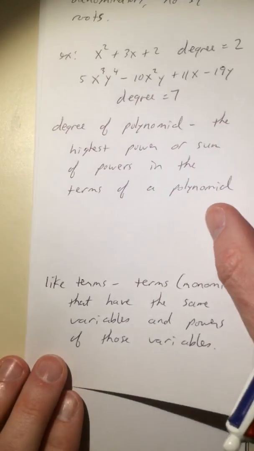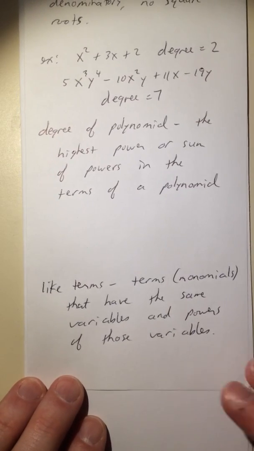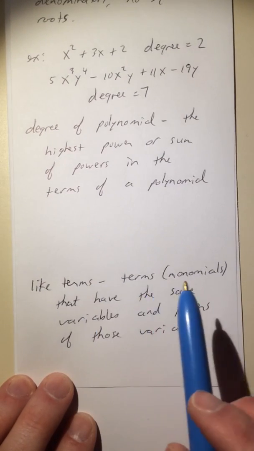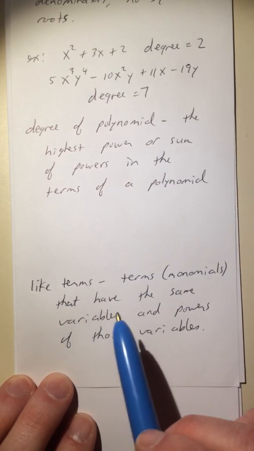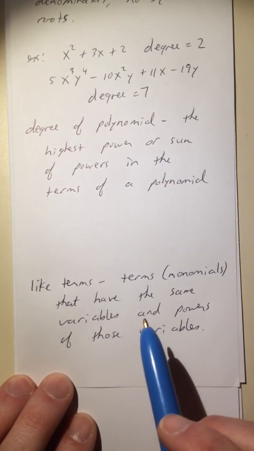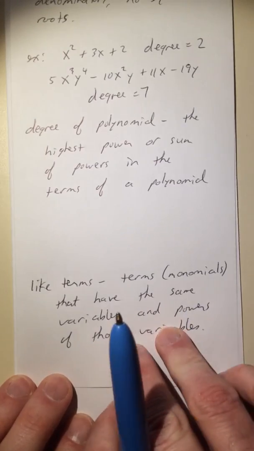Oh, like terms. That's the last idea I have on this page right here. So like terms. Terms, these are monomials again, what Ms. Pender worked with. Terms that have the same variables and powers of those variables. So let's take a look at what those look like.